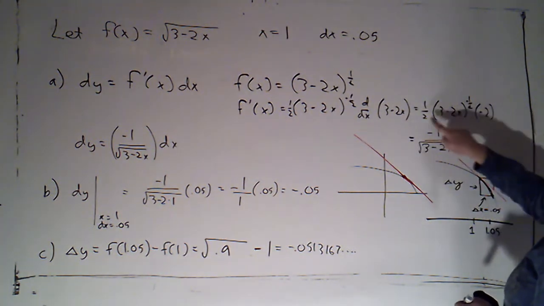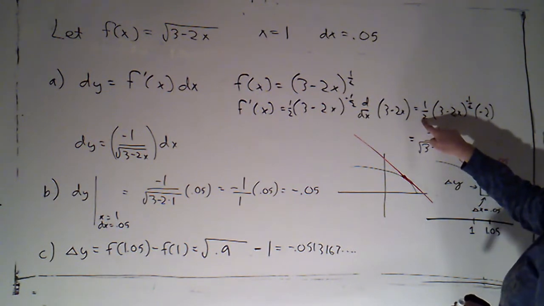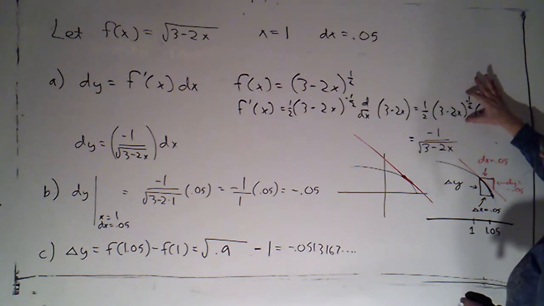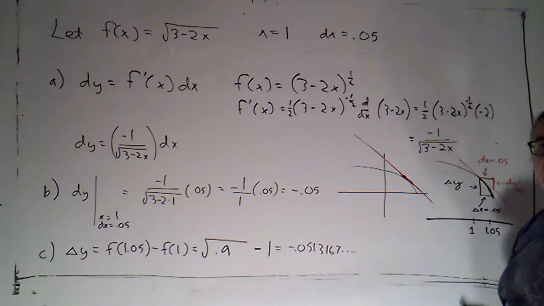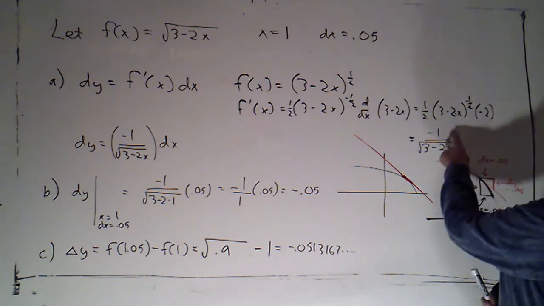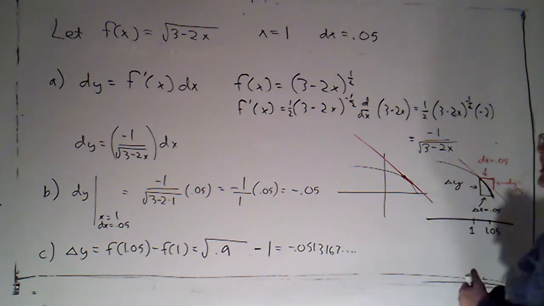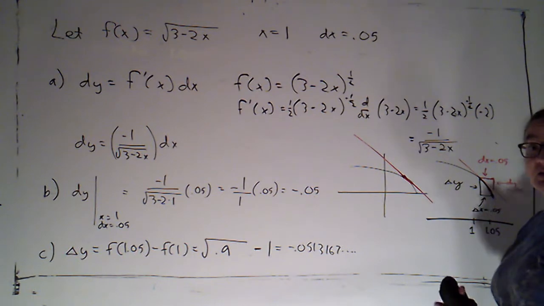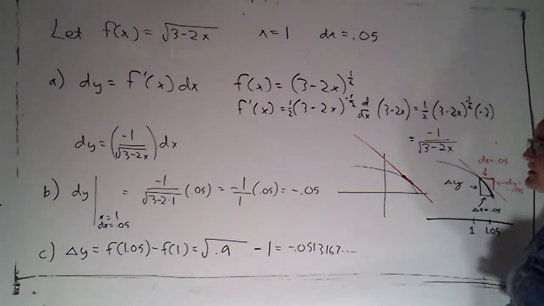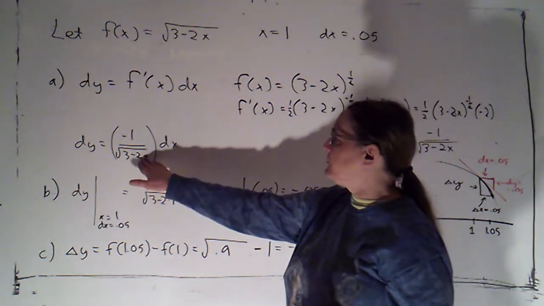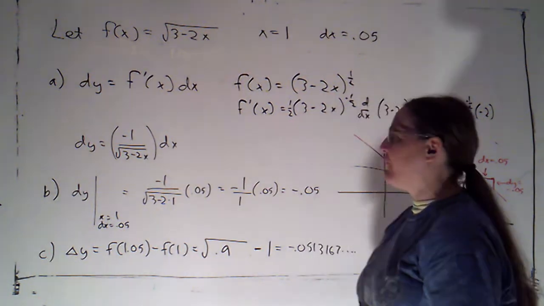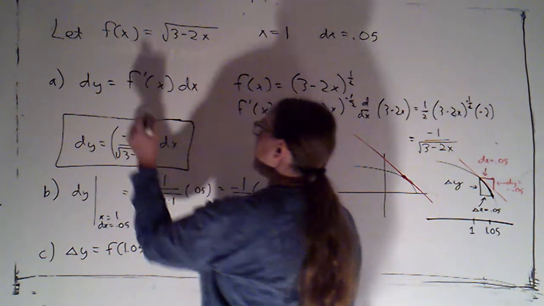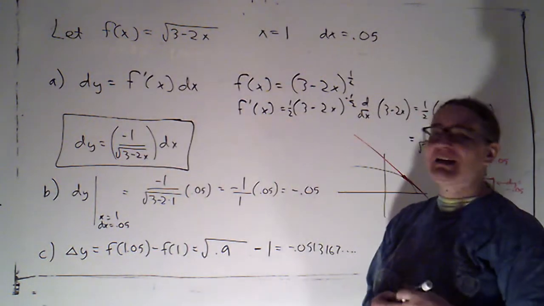That negative 2 I can cancel with the 2 on the bottom, and then I bumped that negative exponent down and rewrote it as a root in the denominator. So we get negative 1 over root 3 minus 2x. It's fine if you kept that written in terms of a negative exponent, but this form is probably a little more user-friendly for evaluating. So this is the answer to part A: dy is negative 1 over root 3 minus 2x times dx.